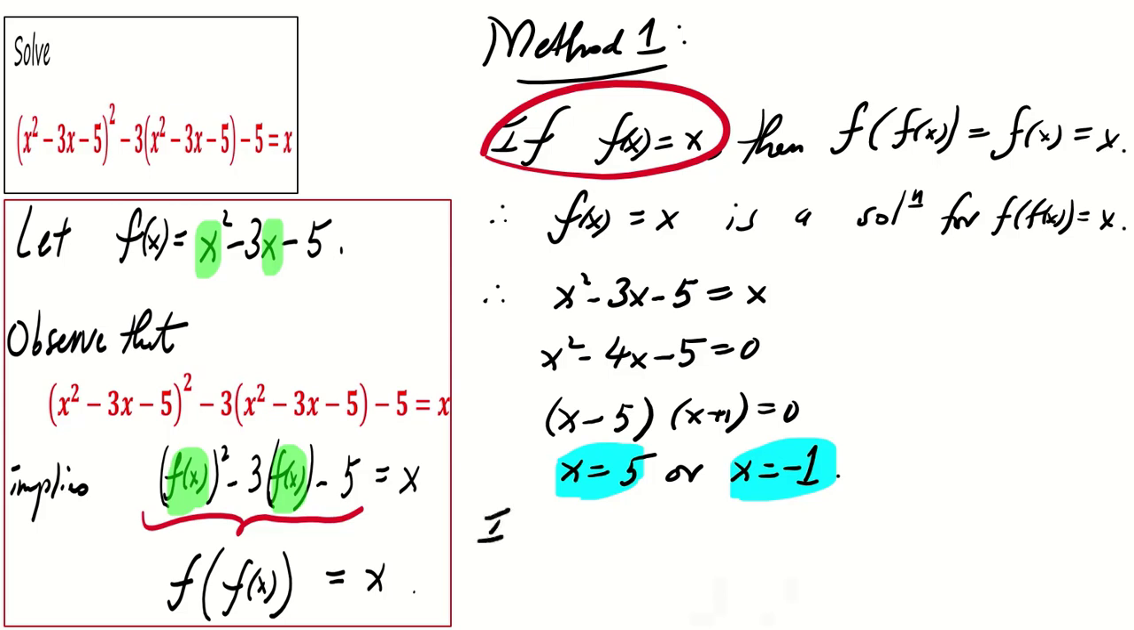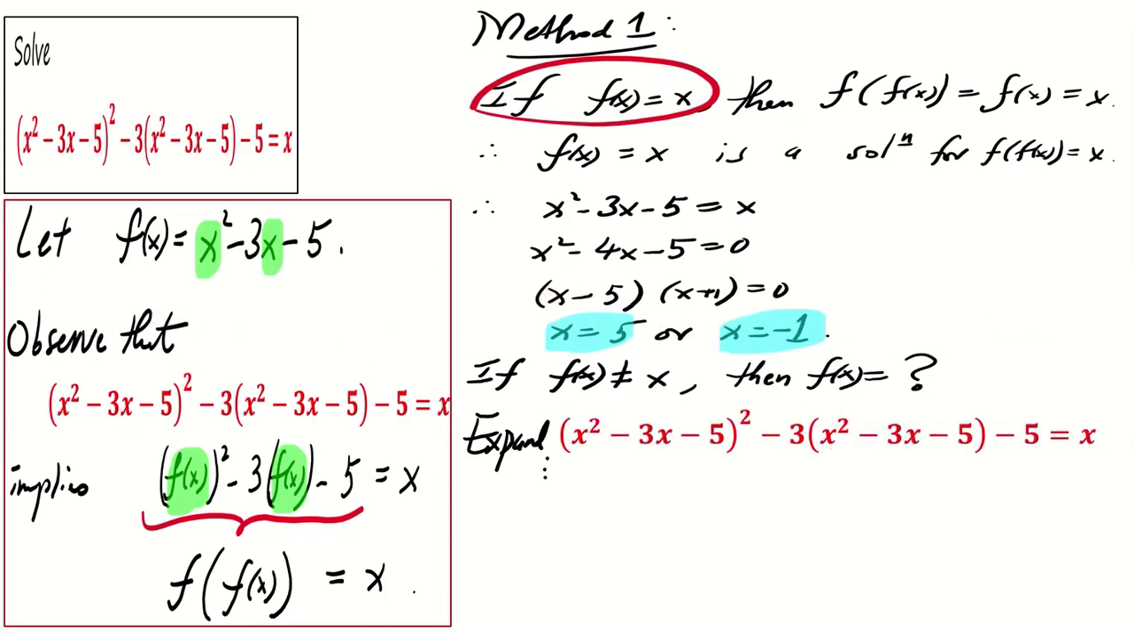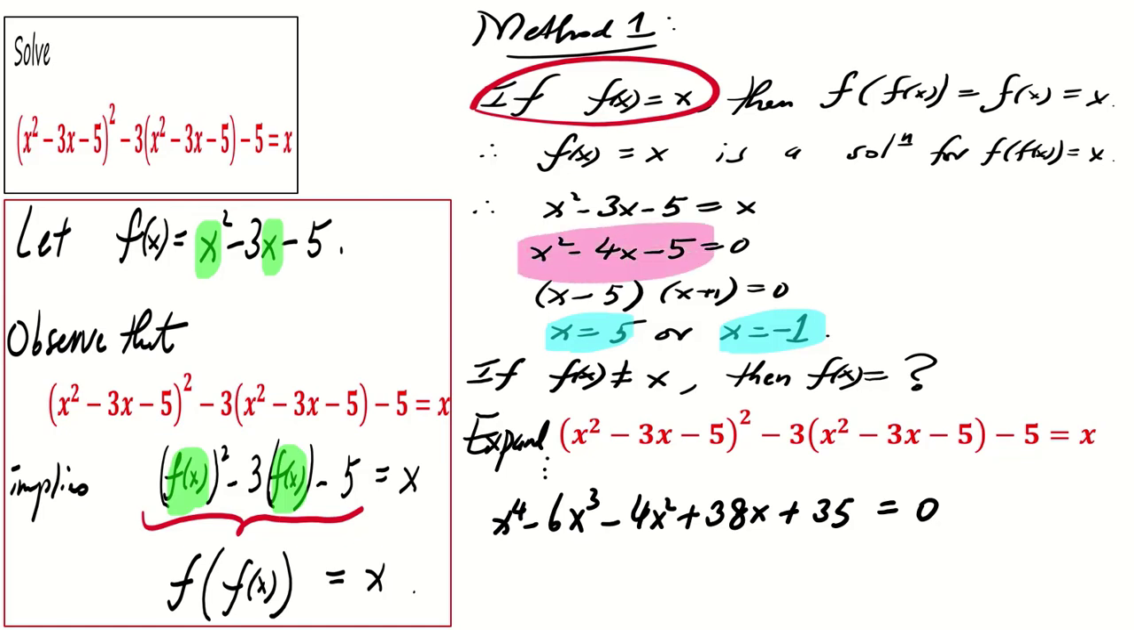So we'll go to the next case. If f(x) not equals to x, then what is f(x)? One tedious way of doing this is to expand the expression on the left-hand side of the given equation. So we obtain x to the power 4 minus 6x cubed minus 4x squared plus 38x plus 35 equals 0. You may verify this on your own. Since we know that f(x) equals x is one possible solution, which means that x squared minus 4x minus 5 is a factor. Using this information, we can easily obtain the other factor.